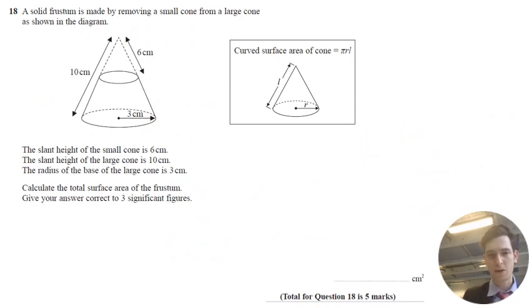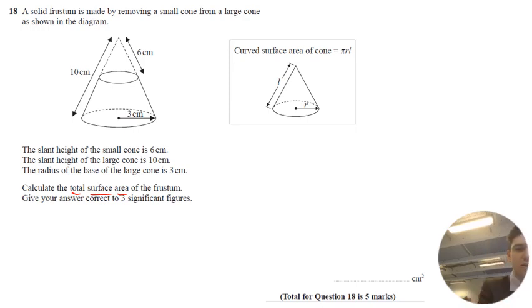Okay, question 18 was a question about a frustum for 5 marks. So let's get into it. A frustum is made by removing a small cone from a large cone as shown in the diagram. It tells me the slant height of the small cone is 6, slant height of the large cone is 10, the radius of the base of the large cone is 3, and it asks me to find the total surface area of the frustum.